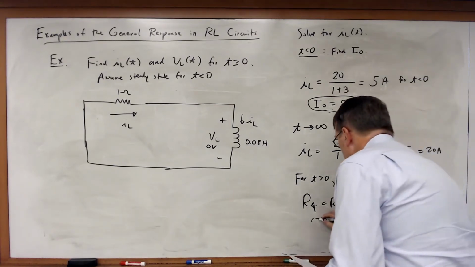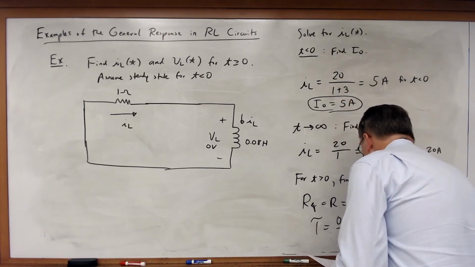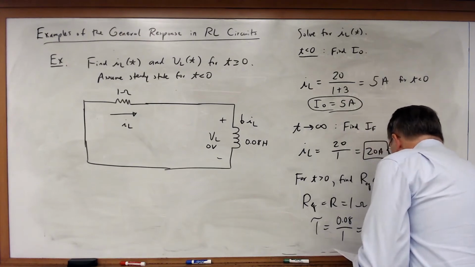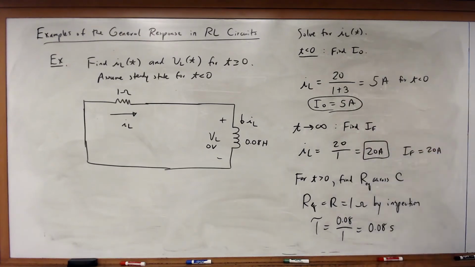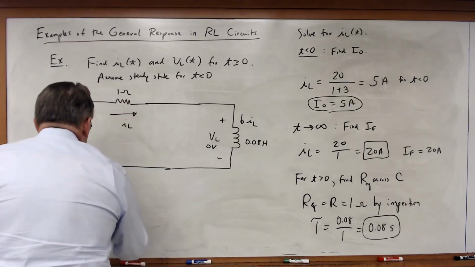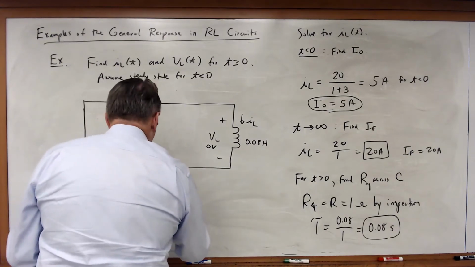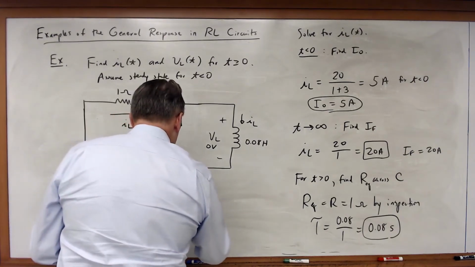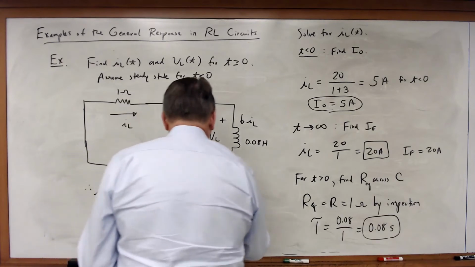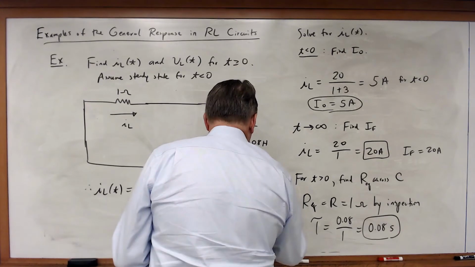And therefore, tau is equal to 0.08 over 1 is equal to 0.08 seconds. And now I can plug my values into my general response solution. And what I get is that IL of t is equal to 20 times 1 minus e to the minus 12.5 t plus 5 times e to the minus 12.5 t amps.